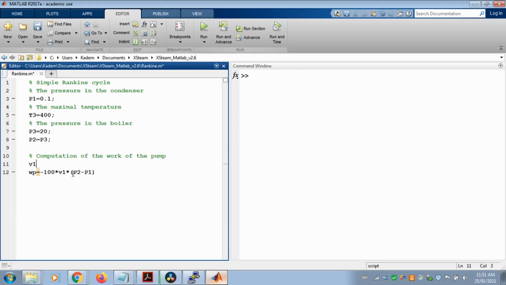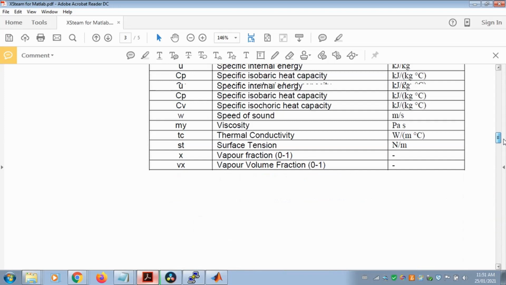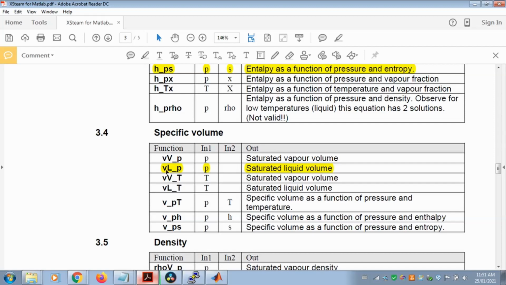To get V1, what do we know? We know that V1 is the specific volume at a pressure of 10 kilopascal, so 0.1 bar, or P1, and at the same time, it's for x equal to 0, okay? We can use here our user manual. We just have to go to specific volume, and you see here the saturated liquid volume, or specific volume. So here we need to write VL underscore P. Do we know the pressure? Yes, we do. This is P1.